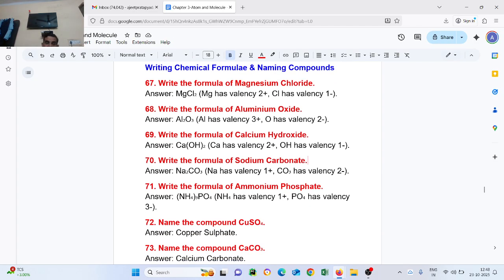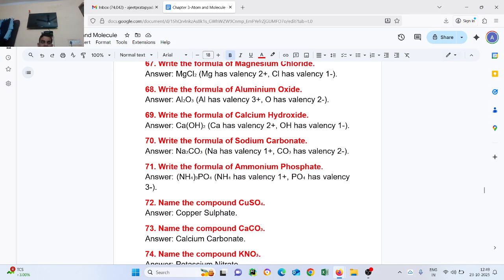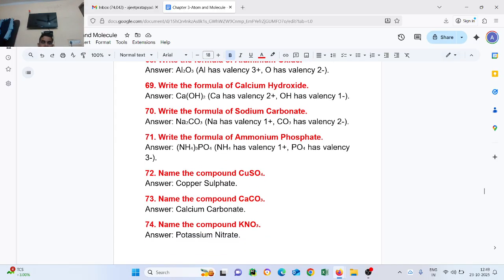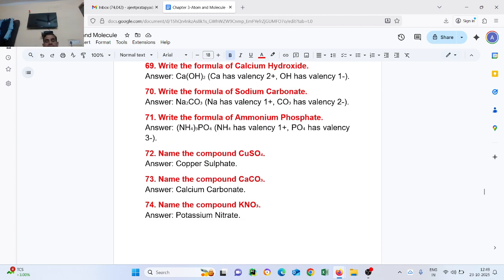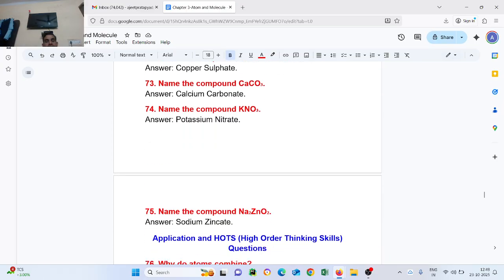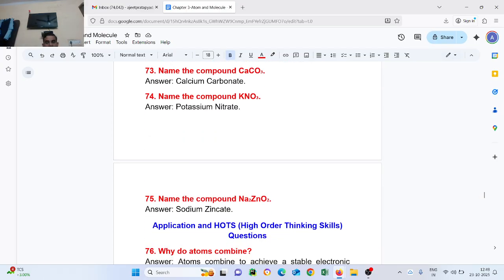Question number 71. Write the formula of ammonium phosphate. (NH4)3PO4. NH4 has valency 1 plus, phosphate has valency 3 minus. That's why the chemical formula of ammonium phosphate is (NH4)3PO4. Question number 72. Name the compound CuSO4: copper sulfate. Question number 73. Name the compound CaCO3: calcium carbonate. Question number 74. Name the compound KNO3: potassium nitrate. Question number 75. Name the compound Na2ZnO2: sodium zincate.